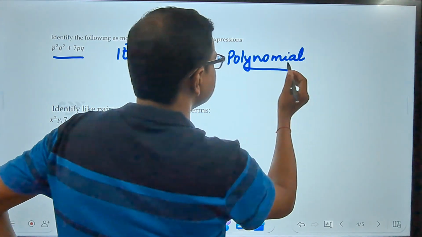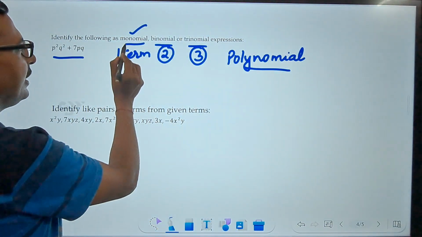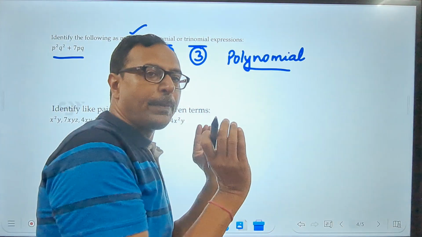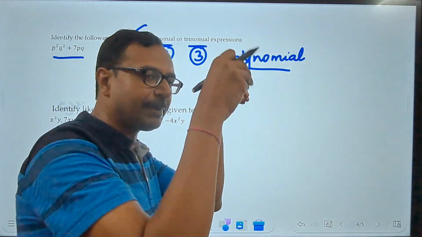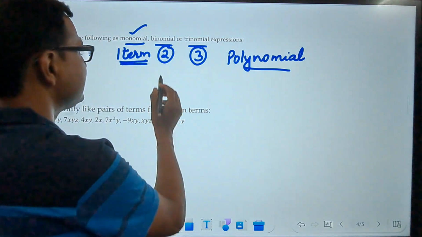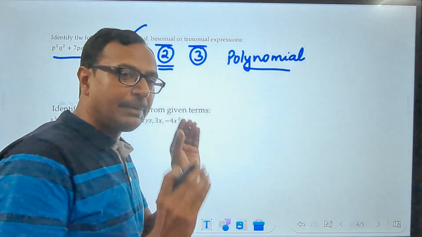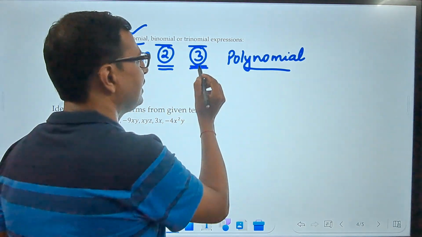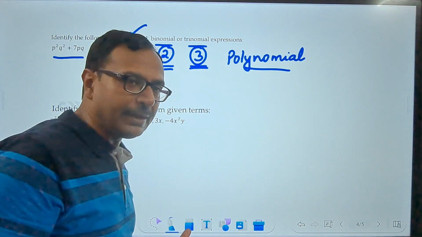So what is a monomial? It should contain only 1 term. That means there should not be 2 parts of the expression separated by a plus or a minus sign. Likewise, if it is a binomial, there will be 2 parts separated by a plus or a minus sign. If there are 3, then it is a trinomial.